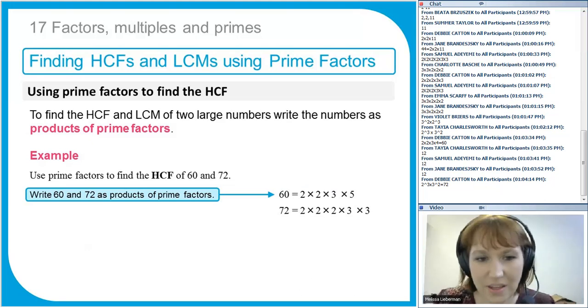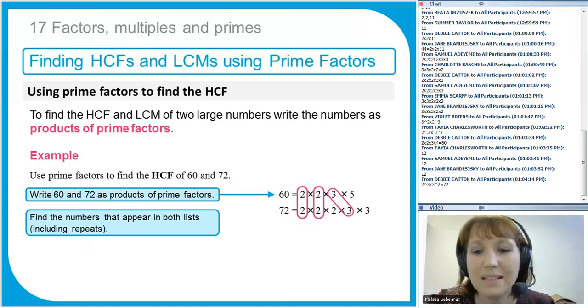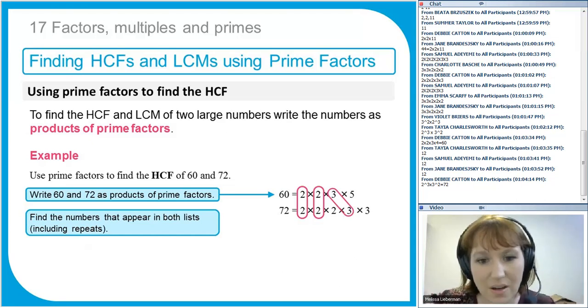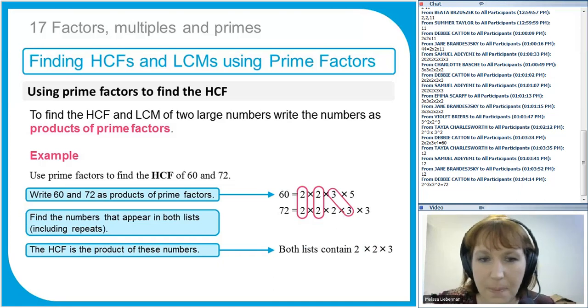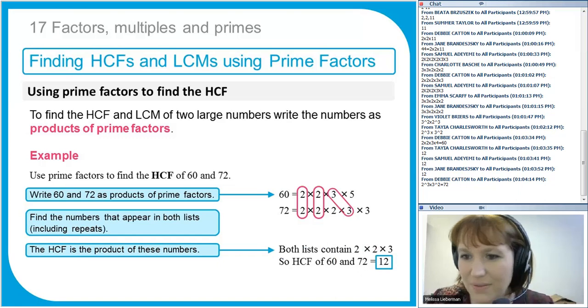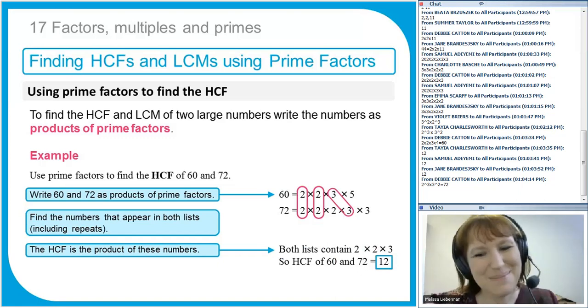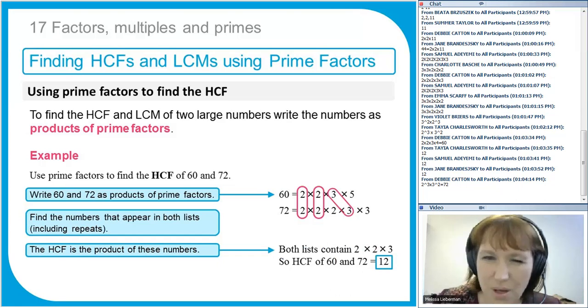The next step for finding the highest common factor is to circle the numbers that appear in both lists. So we've got 2 common to both lists, we've got another 2 common to both lists, and then we've got a 3 common to both lists. And those are the numbers that you multiply together to find the highest common factor. So both lists have got 2 times 2 times 3, which gives us 12, which people have correctly written there. Samuel and Jane and Taia, I hope I'm saying your name correctly, 12. So that's good. Highest common factor, quite easy.